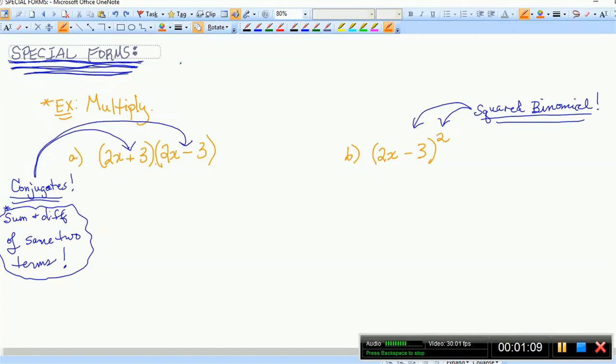We'll foil. First would be 4x squared, right? 2x and 2x.